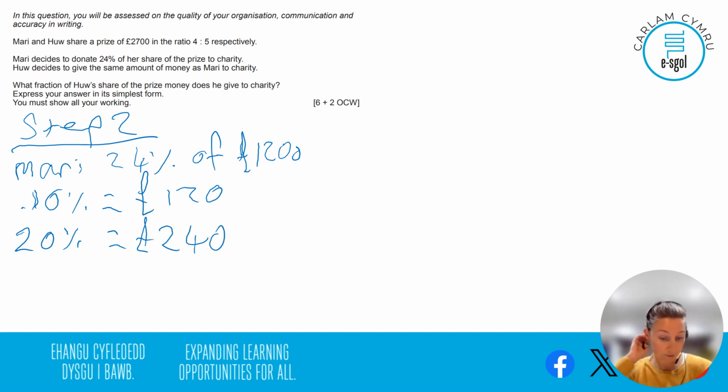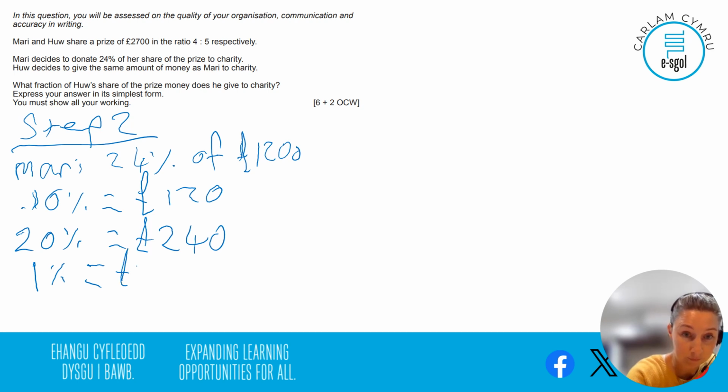£240. We now need to work out what the 1% is, because it's 24. This is the way I would do it, the easiest way to do it. So 1% equals 12. So then you need to do 12 times 4, because it's the 4% we're working out here. So 12 times 4 equals £48.